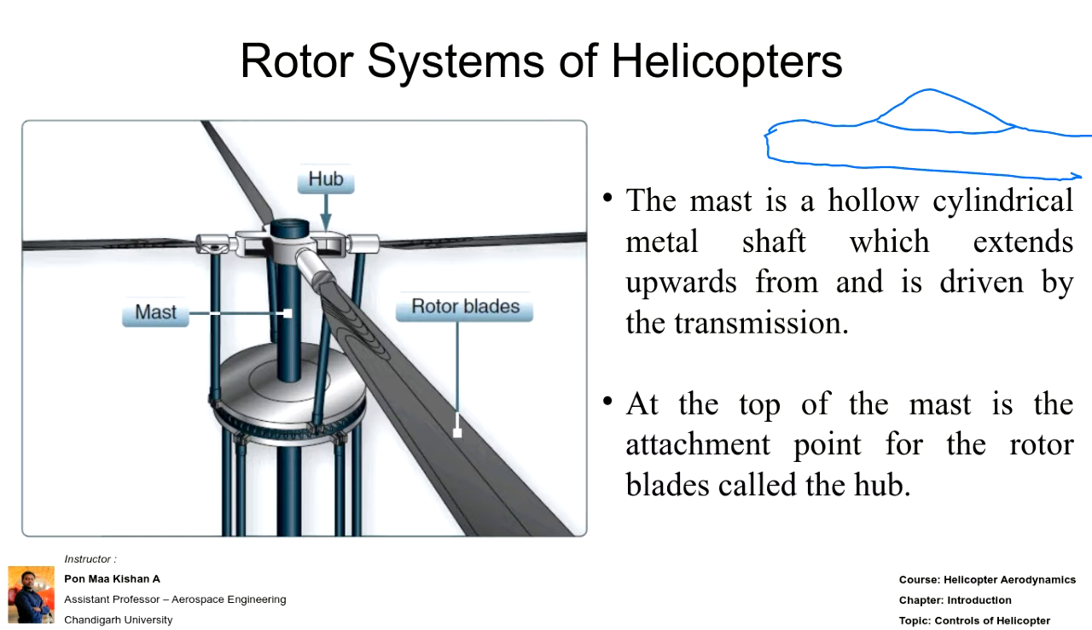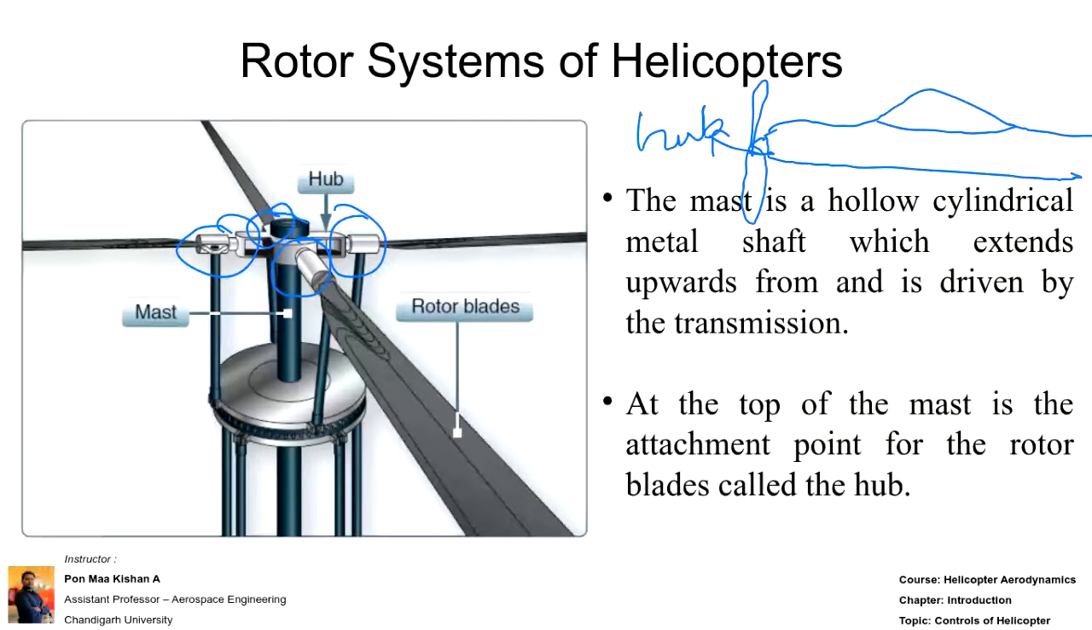So if this is our nose section, this is our propeller. Here we will be calling this the hub, where our rotor blades are connected. The rotor blades are connected at a single portion that is called the hub.